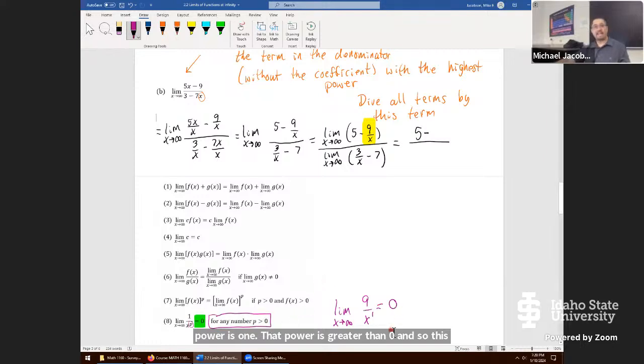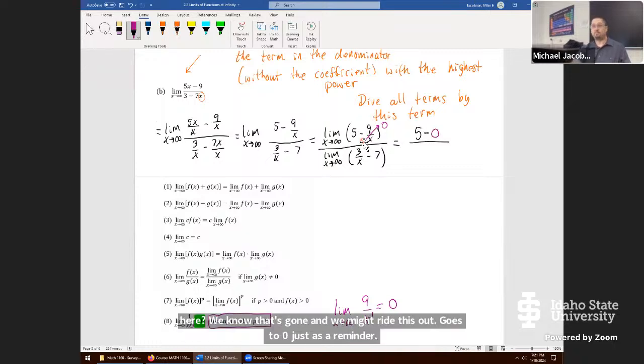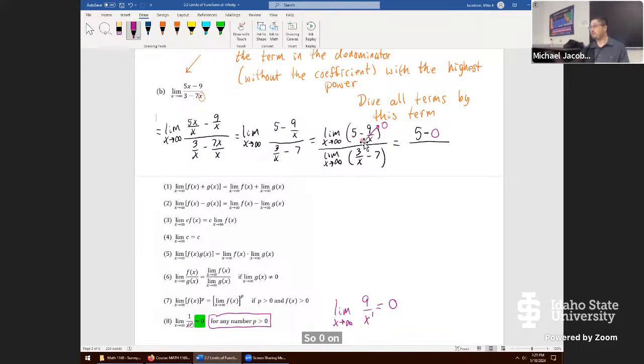It takes quite a while to write that out for something that's just coming out as a 0, and so this is what we typically really do. Up here, we know that's gone, and we might write this out. Goes to 0, just as a reminder. So 0 on there by limit law number 8. Does that make sense to folks so far on the numerator right here? Okay, same idea on this one.